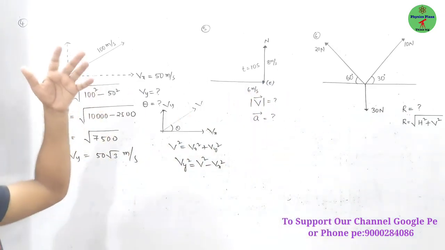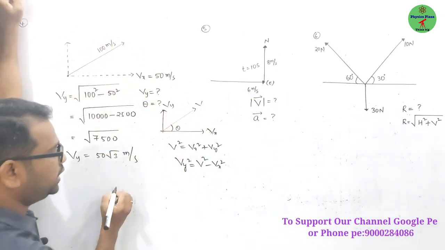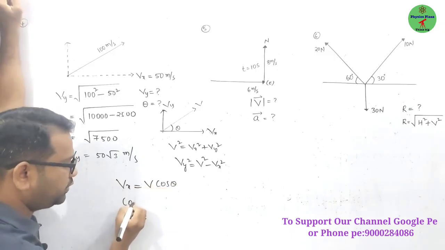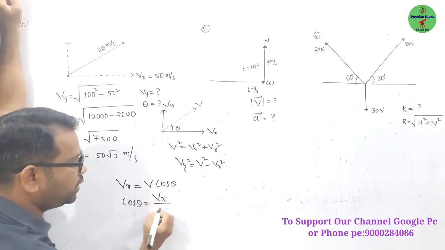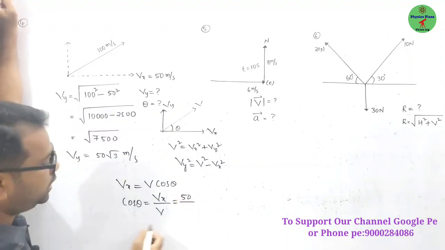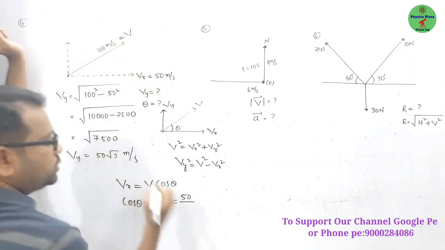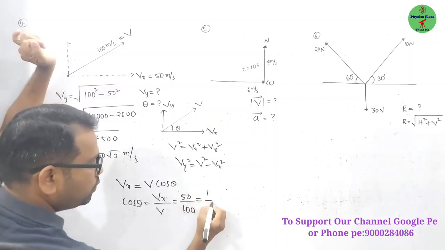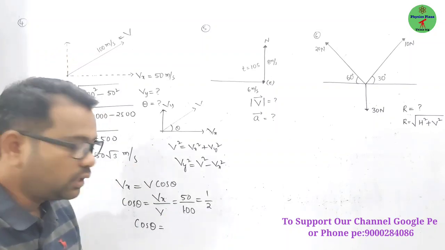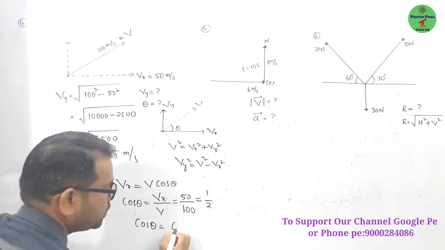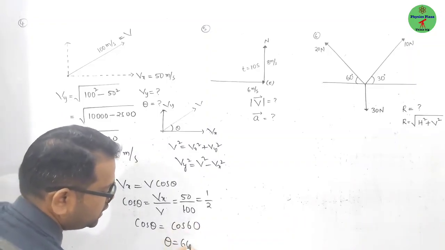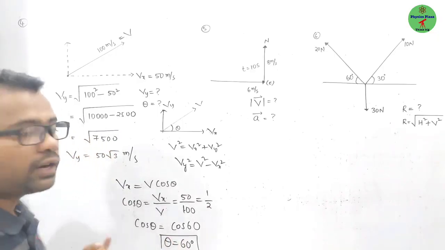Yes, let us take either the horizontal component or the vertical component. Children, let us take Vx, which we know is V cos theta. So now can I write cos theta is equal to Vx by V? Yes, Vx is how much? 50. And V is how much? This is V, children, the resultant one, so it is 100. So this is going to be 1 by 2. So cos theta is equal to 1 by 2; for what angle is the value of cos 1 by 2? That is cos 60 degrees. As cos theta is equal to cos 60, theta is equal to 60 degrees. Very simple, don't get confused at all.